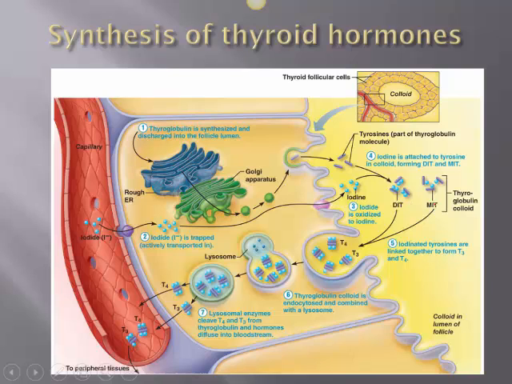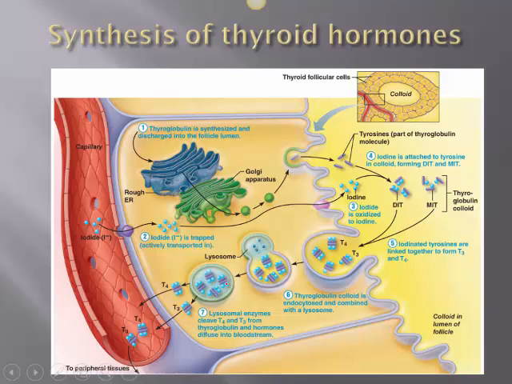When one di and one mono combine, you get T3. When two di combine, you get T4. So now you have T3 and T4, which are produced inside the lumen. They are then sucked back into the cell. So by endocytosis, they go back into the cell.